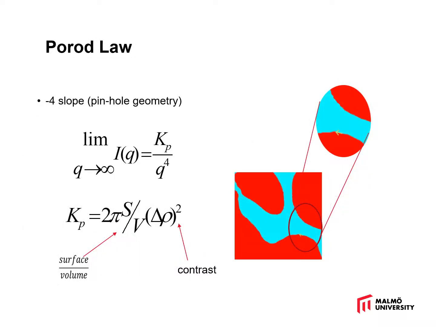The Porod law is a high Q limiting law. So it talks about the limit at high Q of the scattered intensity. So when one considers a two-phase system as shown on the right-hand side, if the scattering vector is much larger than the curvature of the system, one sees effectively a flat surface.